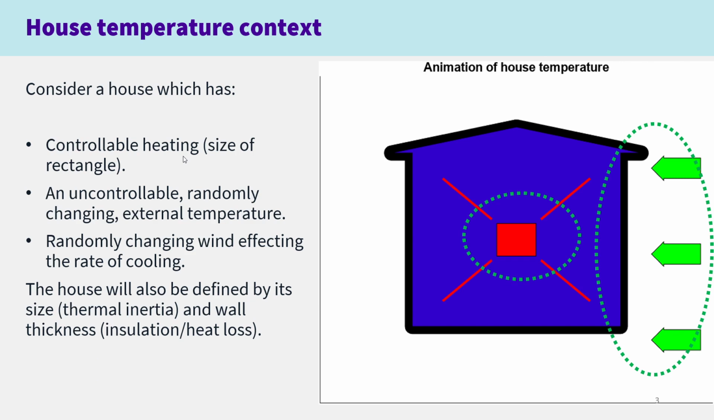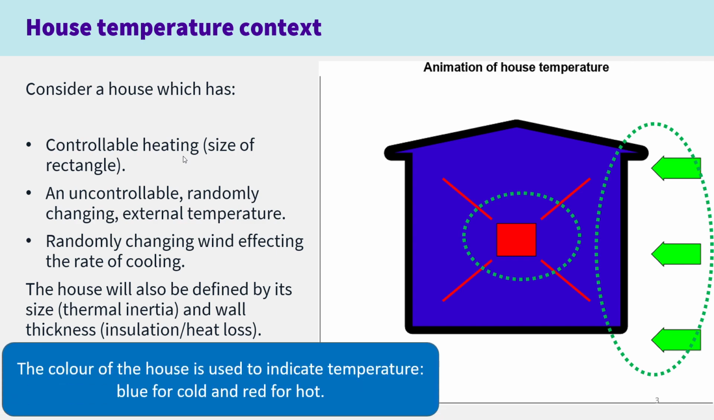And the house will also be defined by its size. So the size basically links to thermal inertia, and the wall thickness, which links to heat loss, how quickly heat will escape from the house to the environment. The colour of the house, here you can see it's blue, is used to indicate temperature. So we use blue for cold and red for hot.